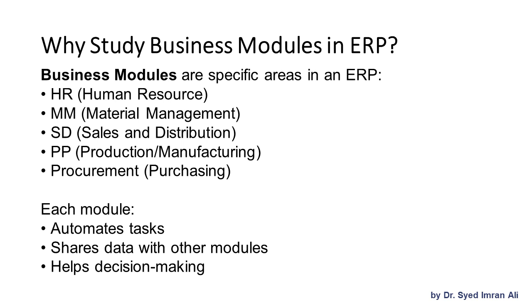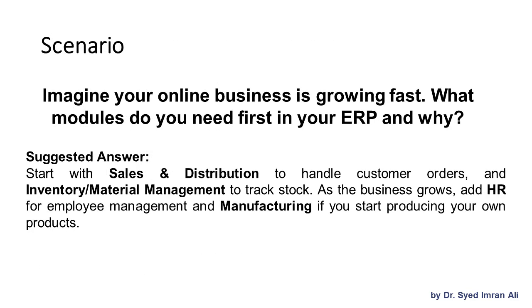For example, when sales go up, inventory updates automatically. HR sees if more workers are needed. It's all connected. Slide 04 Scenario Activity. Let's say your online business is growing fast. What ERP modules should you start with?